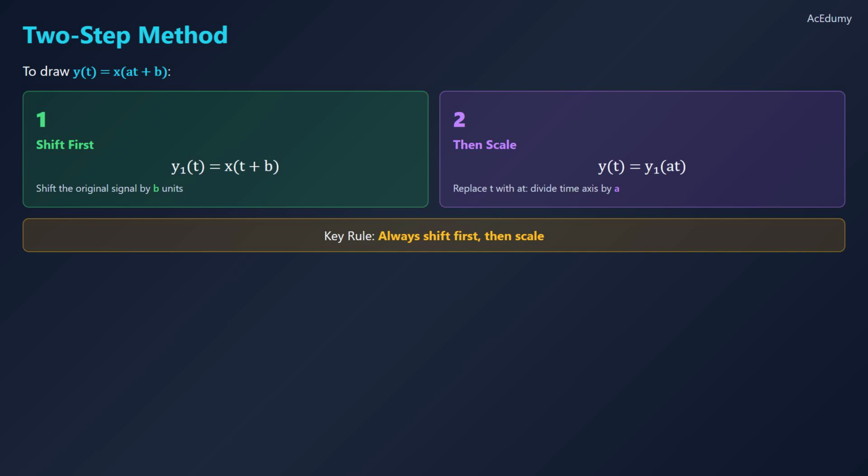Here is the two-step method for drawing x of at plus b. First, perform the shift. Draw y1 of t equals x of t plus b. This shifts the original signal by b units. Second, perform the scaling. Replace t with at to get y of t equals y1 of at. This compresses or stretches the shifted signal by dividing the time axis by a. The key insight is always shift first, then scale. If you try to do both at once, you will likely make errors.